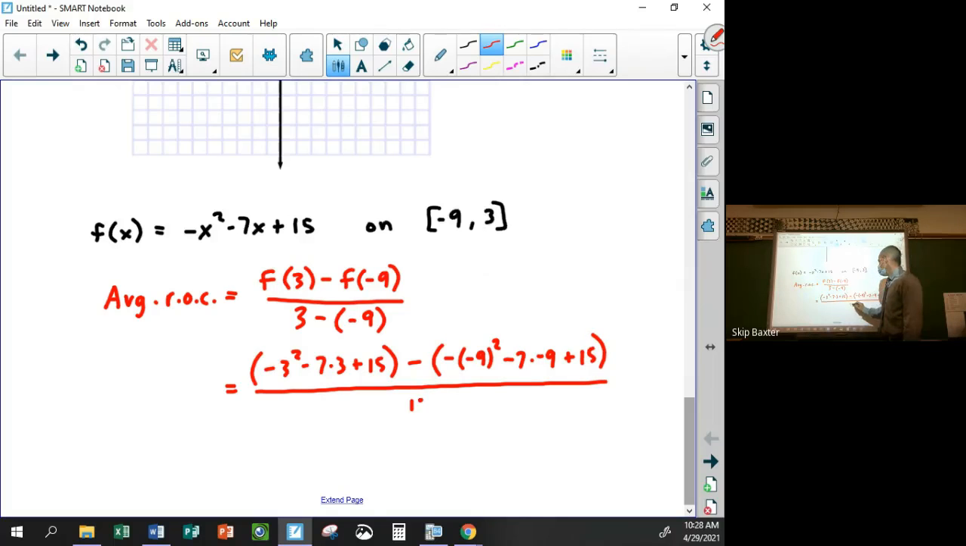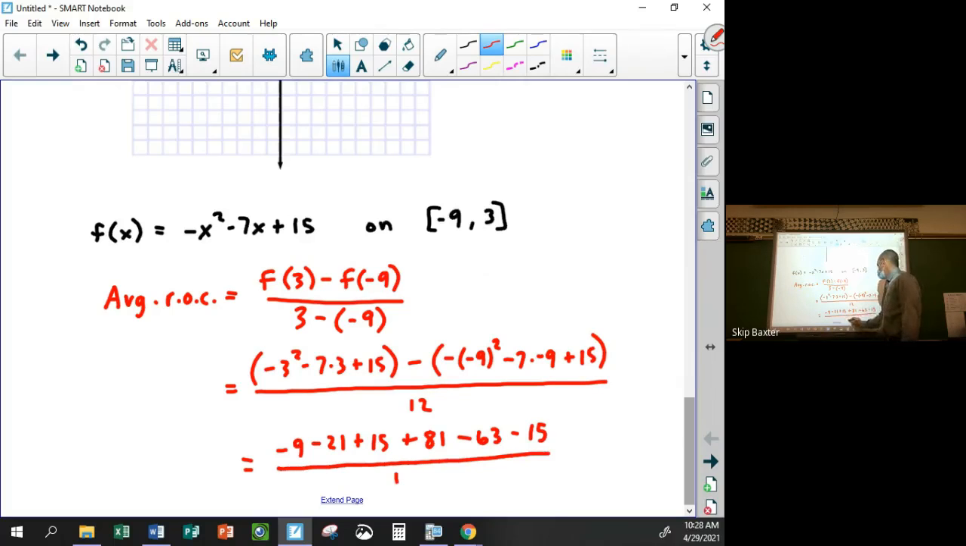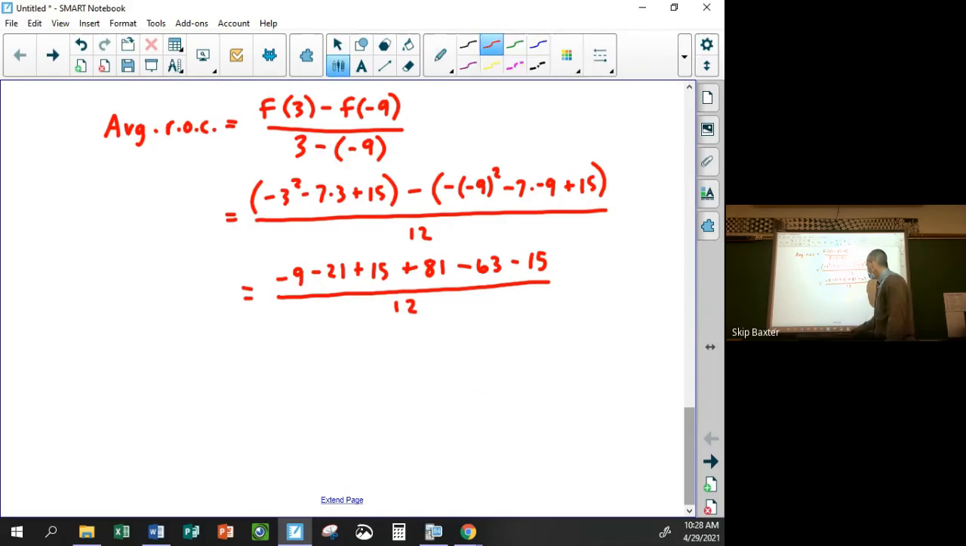over 3 minus -9 is 12. All right, so this ends up being -9 minus 21 plus 15. Now I'm going to distribute the negative at the same time. So this expression here is minus 81, so it's going to be plus 81. A negative times a negative is positive 63, so it's going to be minus 63, and then minus 15 over 12. All right, this is kind of nice. 15 minus 15. The rest of it not so nice, but you just do the arithmetic.